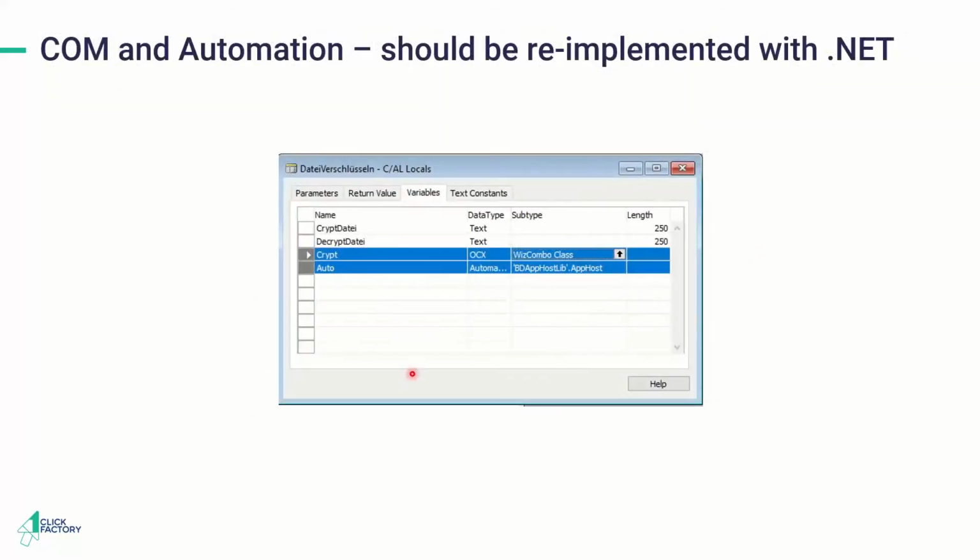Then COM and automation controls should be implemented with .NET. OCX controls are not allowed even in the Windows client, but during upgrades from the classic client, you will still meet those even in standard mail or file management codeunits.